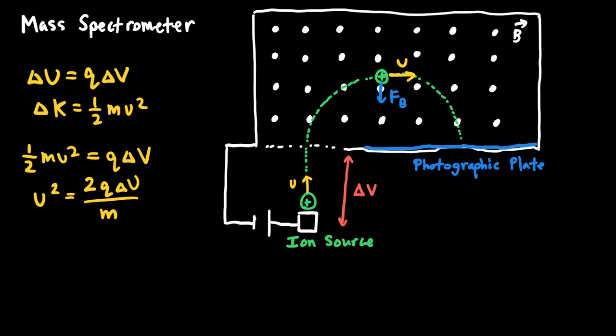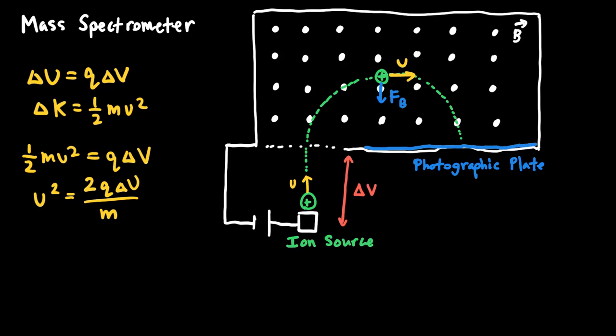What happens from here is the photographic plate will record the position that the charge strikes the plate, and we can record where along that photographic plate the charge hit. And if we know where the charge hit, then we should be able to figure out what the radius of that circular arc was. In principle, if the photographic plate is able to tell us where the charged particle lands very precisely, then we can very precisely know what the radius of the arc was.